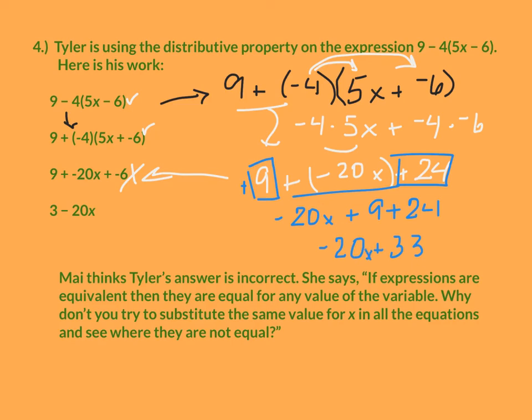Okay, so obviously I had to stop for a minute. My dogs were barking, but I'm back now. And I also made a correction in here. I had neglected to put the x in there, so the correct answer should be negative 20x plus 33.